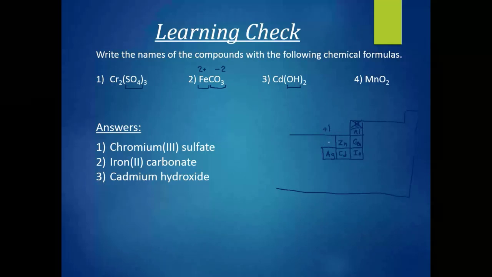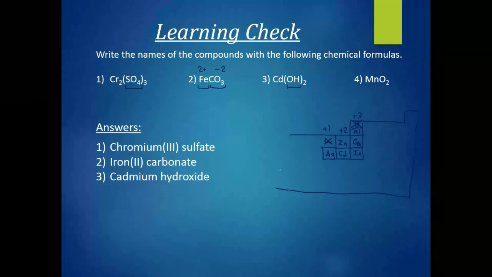Copper, which is above it, can be a +1. See, copper is not part of the magic staircase. It can be a +1, but it can also be a +2, so it is not a magic staircase element. You have 1 +1, 2 +2s, and 3 +3s. So just memorize that little magic staircase and you're good.